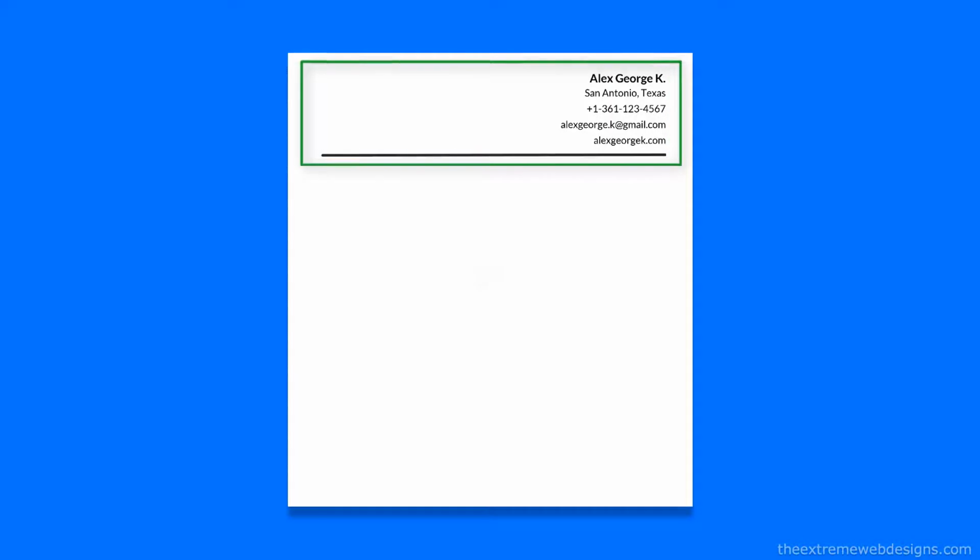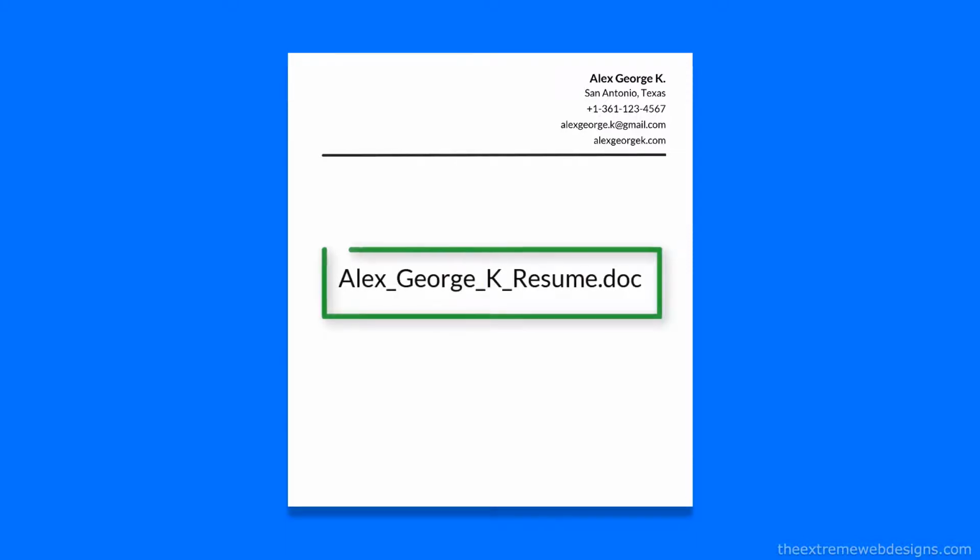If you have completed all these steps, then congratulations! You have successfully formatted and included your contact information in your resume. Now save the document with your name using underscore as the word separator and suffix the word resume at the very end of your name. For example, in my case, I'm going to save the resume as Alex underscore George underscore K underscore resume dot doc. So you get the idea.